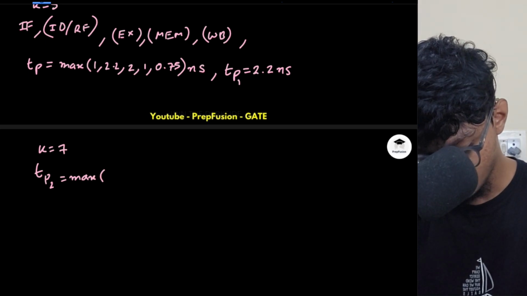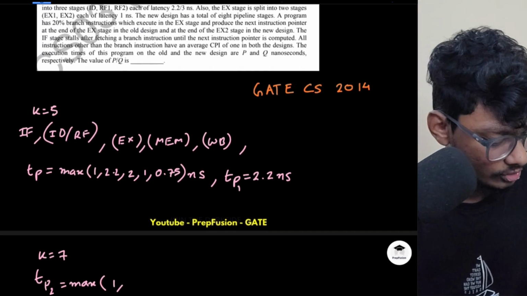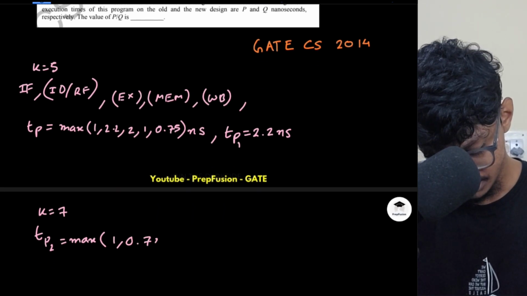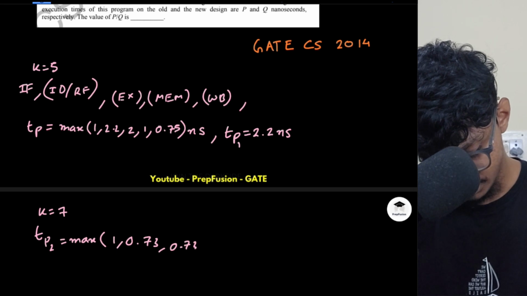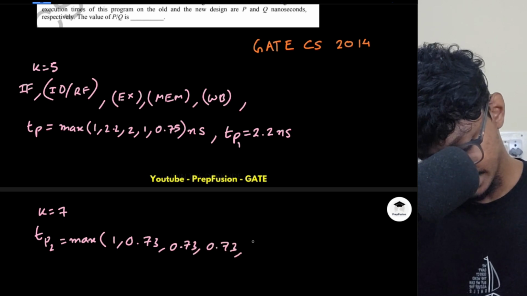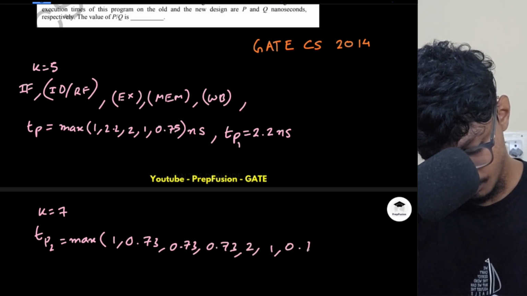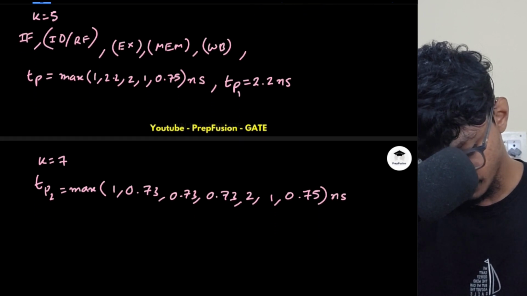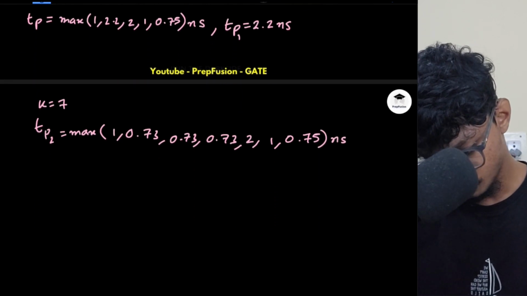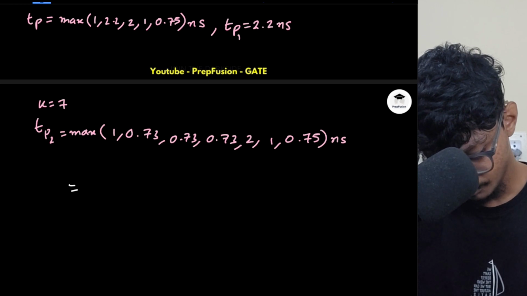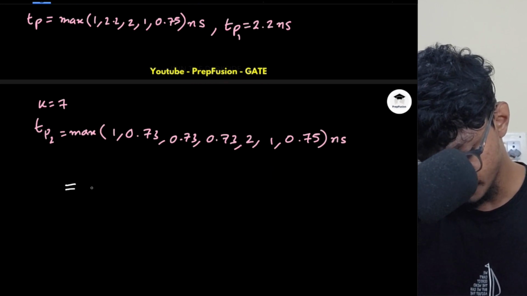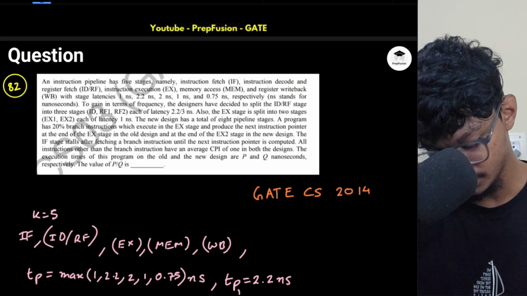And TP will be the maximum of 1, 2.2 by 3, which is 0.73, and then everything else is the same: 2, 1, 0.75 nanoseconds. So TP2 is the maximum of this. Now the maximum has reduced. It will not be 2.2 anymore, it will be 2 nanoseconds.